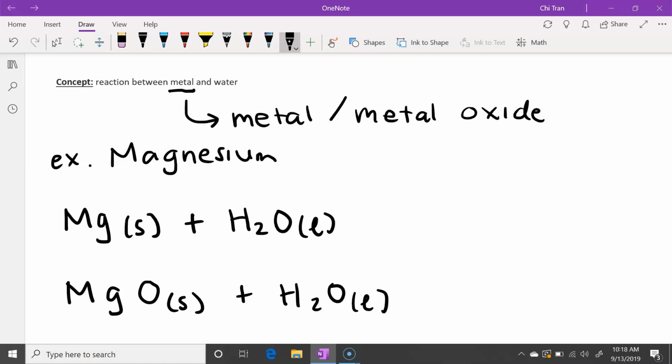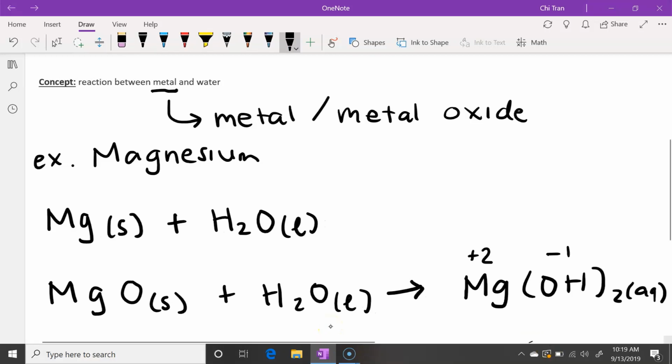We're actually going to start with the metal oxide reaction. So it's a metal oxide, so we know that it's going to form a basic solution, and in this case it will be magnesium hydroxide. So it's Mg(OH)2, and it's in this combination because we know magnesium has a charge of +2 and OH has a charge of -1. So we need 2 of the hydroxide molecule to balance out the charge of magnesium. And this molecule is in aqueous form.